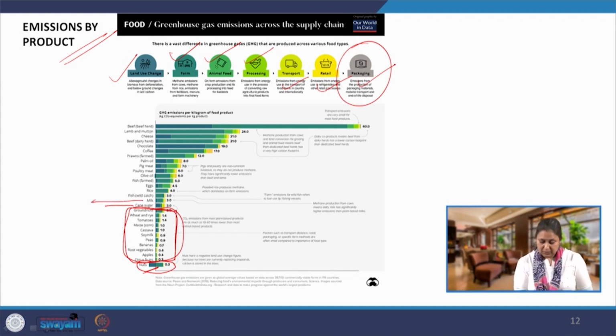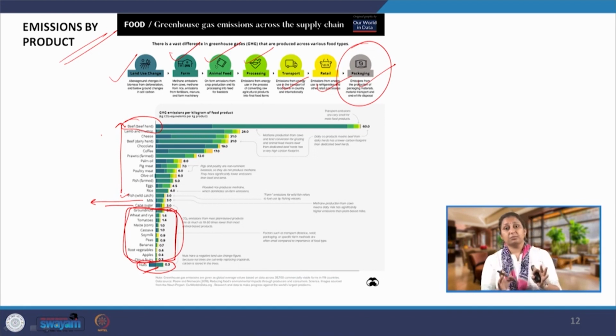So, milk when it is not processed is here, and the moment you start to talk about non-vegetarian food, wild caught fish is the least here, which is what you see here, and then the highest being beef, especially the farmed, produced on a farm, that kind of beef, lamb, they have a very high carbon footprint.